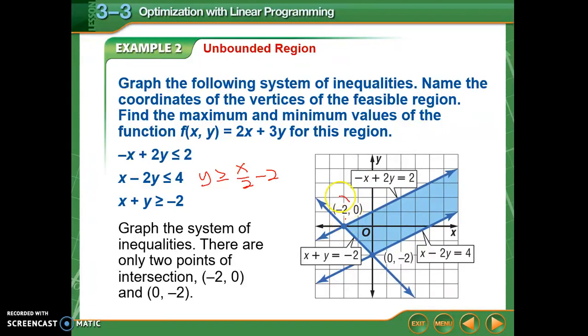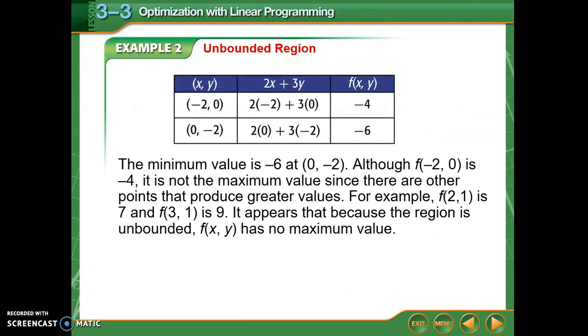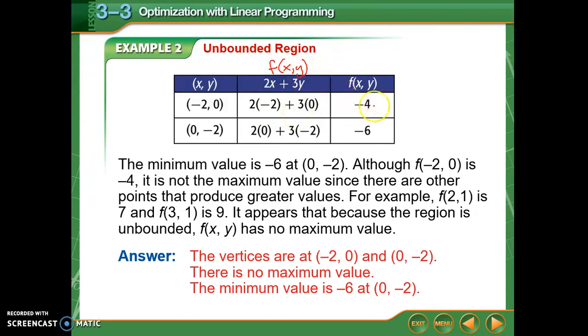So the two vertices that I get are (negative 2, 0) and (0, negative 2). When I plug those in, I get two values, negative 4 and negative 6. Again, I'm plugging them into this function, f of x, y. And so my minimum value here is going to be negative 6. That's the smallest value that I would get. This is bigger than negative 6, but because my region is unbounded, I can't say that that's the maximum value.